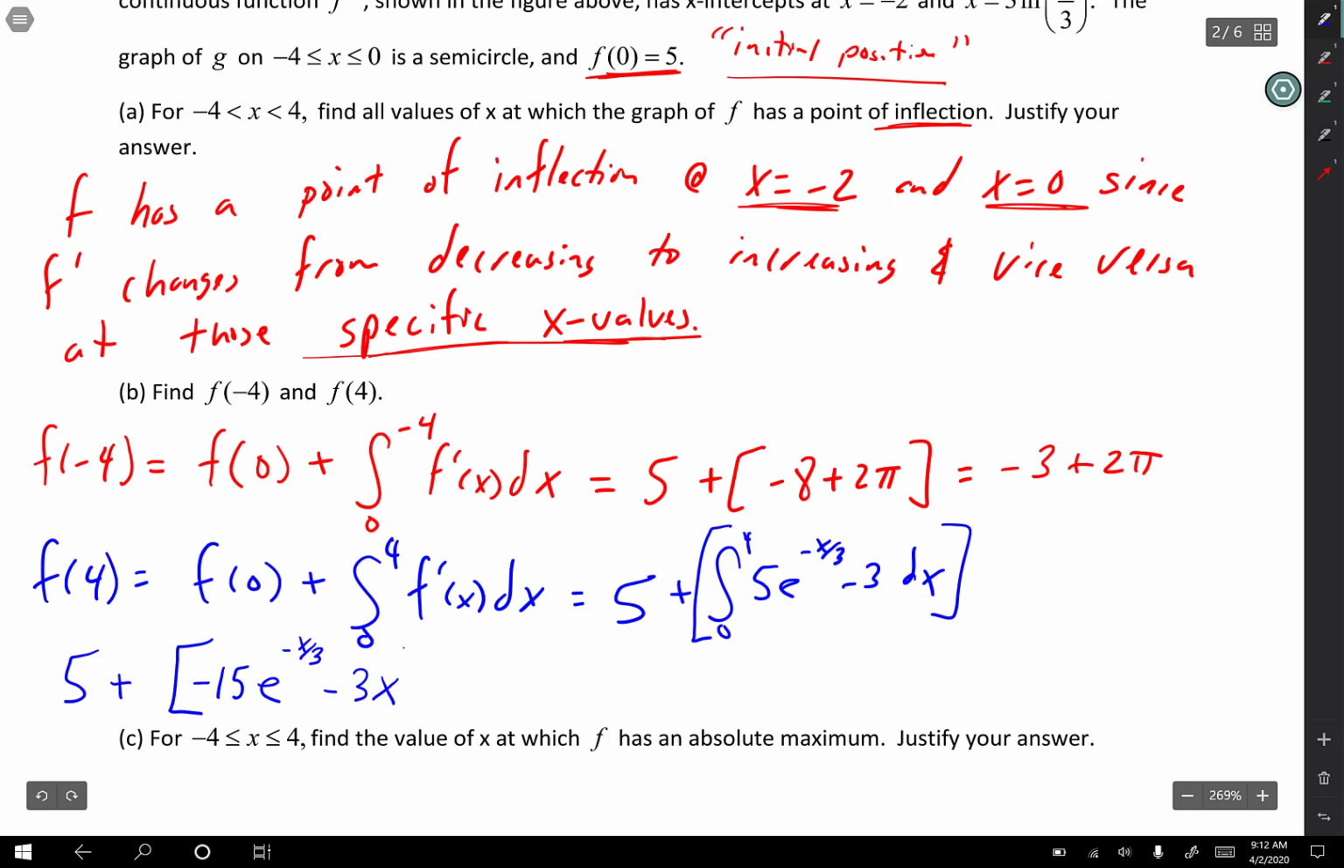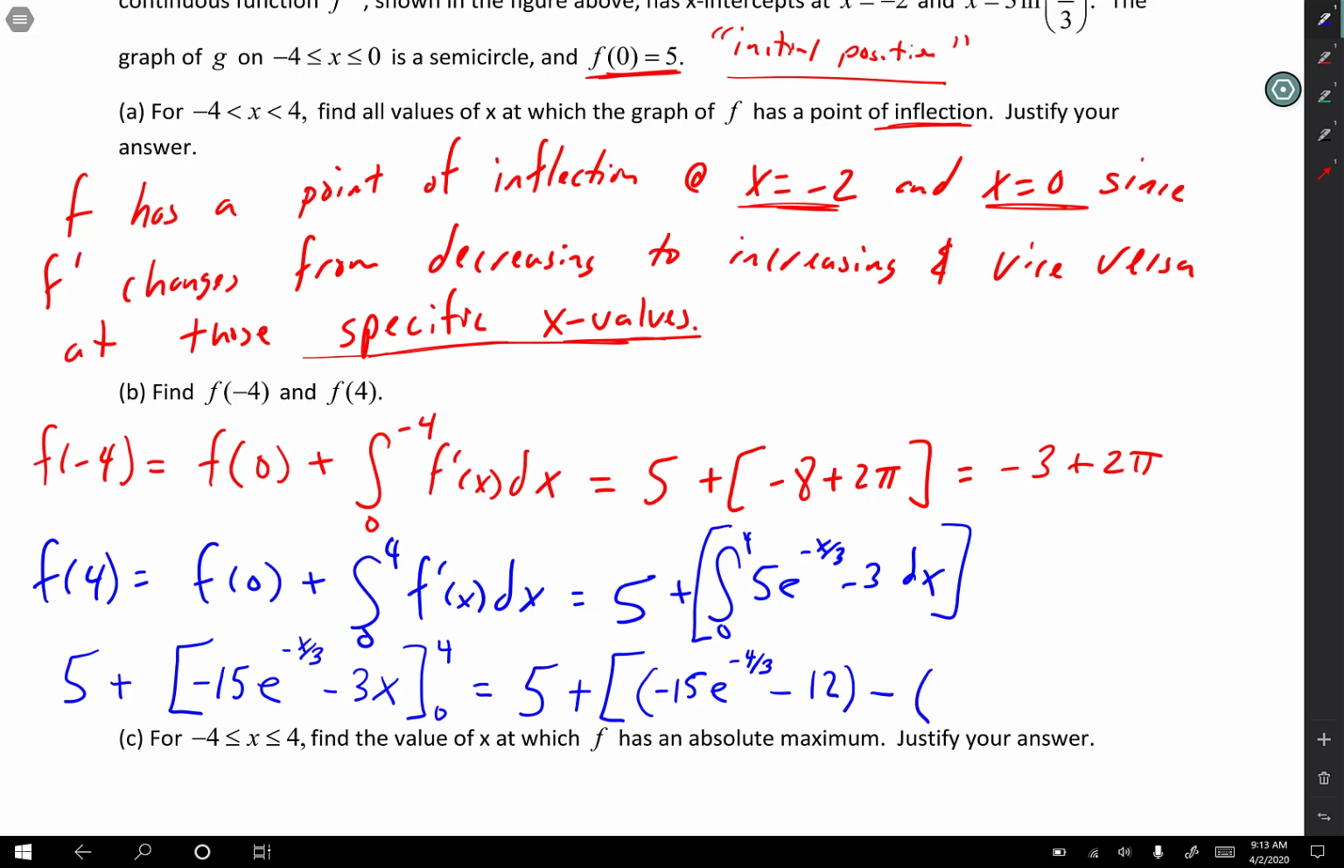And then minus 3x. That's the antiderivative of 3, guys. And I'm doing that from 0 to 4. So you do have to pay attention to that 0. Let's see. 5 plus, I'm going to put the bracket. I'm going to do the first one here, open parenthesis. If I plug in a 4, I get negative 15 e to the negative 4/3 minus 3 times 4 is 12. Close, minus, open parenthesis. If I plug in the 0, e to the 0 is 1, so I just get negative 15 minus 0. So I'm just going to put minus 0. And I'm not even going to bother, guys, to fix it. I'm going to leave it like that.